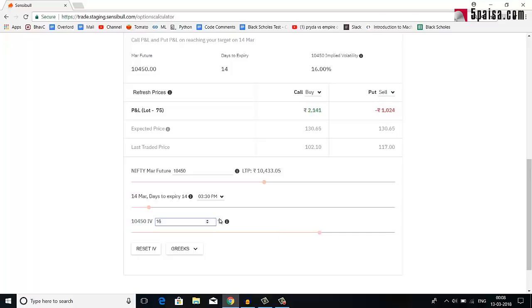130, right? So for a 2% change in IV, the call option's price jumped 15 rupees. So I'm going to reset it back, and now the question is, to get the same kind of change, how much does the underlying need to move for the call option to be priced at 130? The answer to that is roughly 30 points.